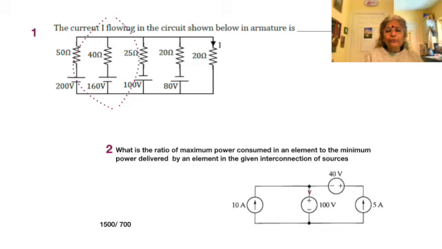Moving on to problem 2, where quite a large number of ideal sources are shown. If they are delivering power, they can be sources. Otherwise they are circuit elements, perhaps getting charged, just like a battery getting charged and behaving like a load. What is asked is the ratio of the maximum power consumed in an element, where the voltage and current directions are opposite to each other, to the minimum power delivered, where both the directions are the same, by an element in the given interconnection of sources.